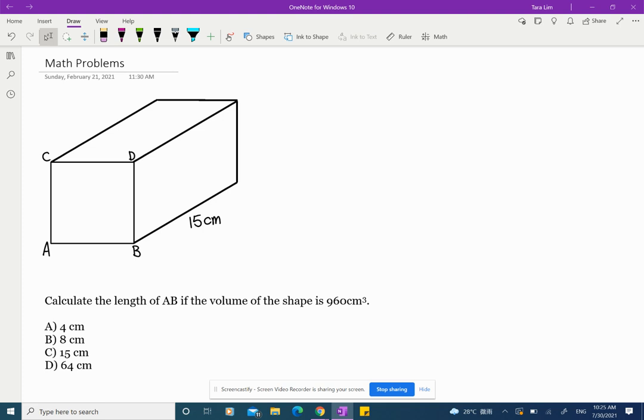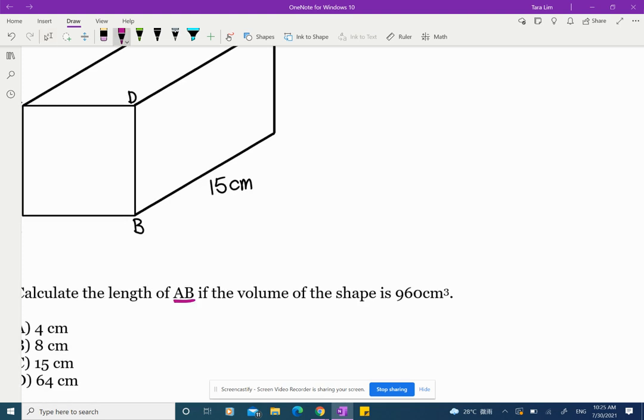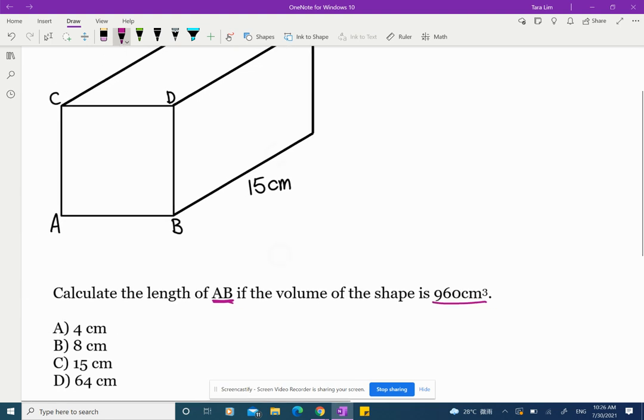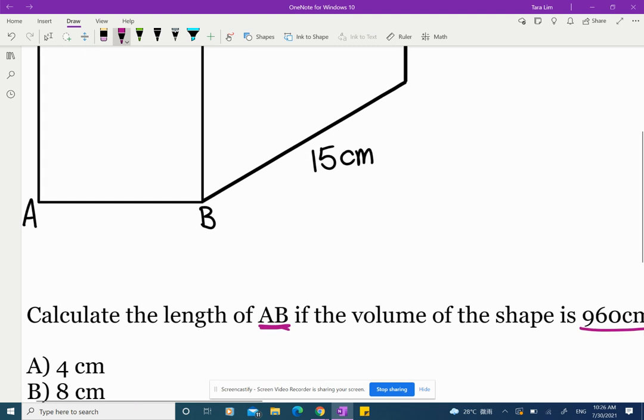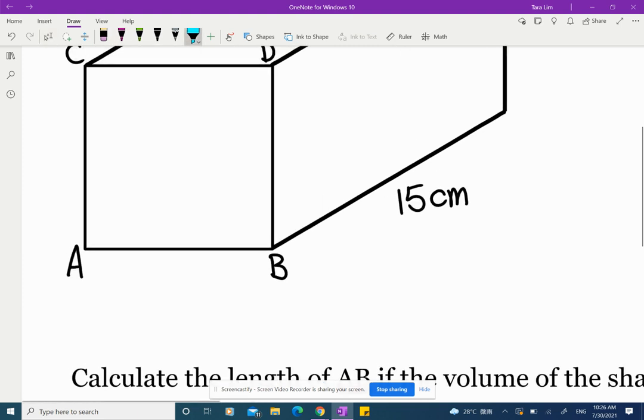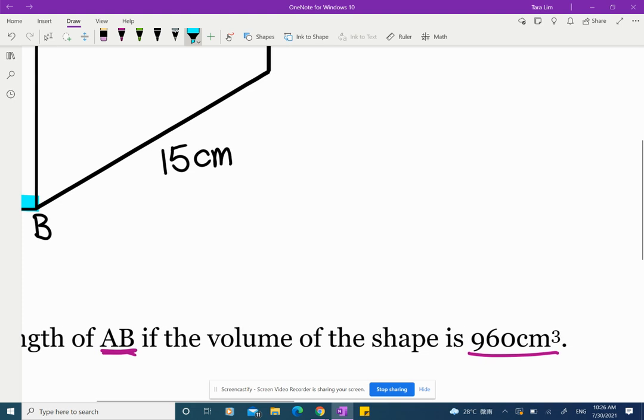Calculate the length of AB, if the volume of the shape is 960 cm cubed. So we have to calculate the length of AB, which is the length here. And we're given that the volume of the shape is 960 cm cubed.